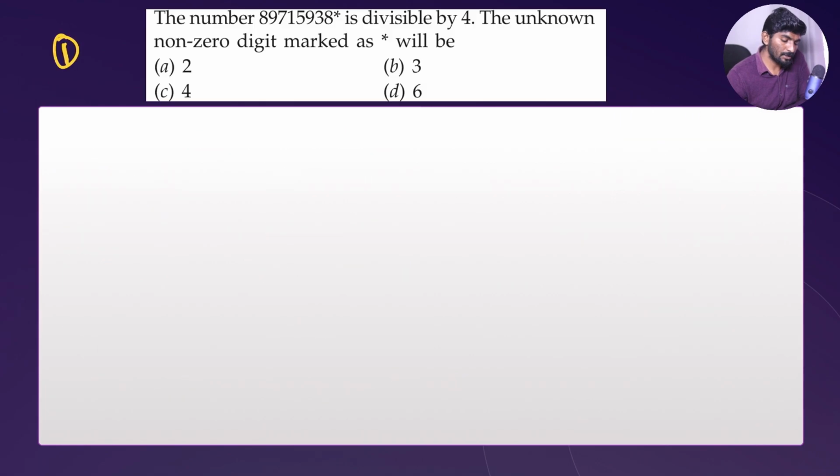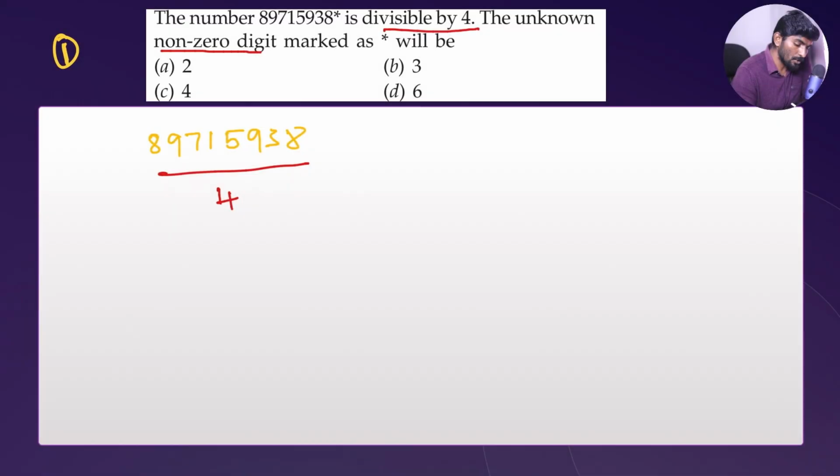Okay, let's solve this question. This is a question we got in an examination. What is the number? 89715938*. The unknown non-zero digit marked as star will be. Don't try to see the options. Just solve this as you know the formula.